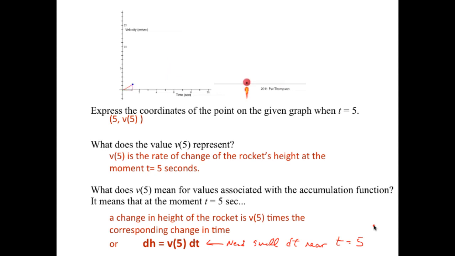And once you're near 5, if your dt is too large, then your change in height won't be accurate, right? Because it's a continually changing rate, this only works for very small changes of t. You can just assume a constant rate for just a small time around 5, and not a larger interval. Does it make sense? Okay.